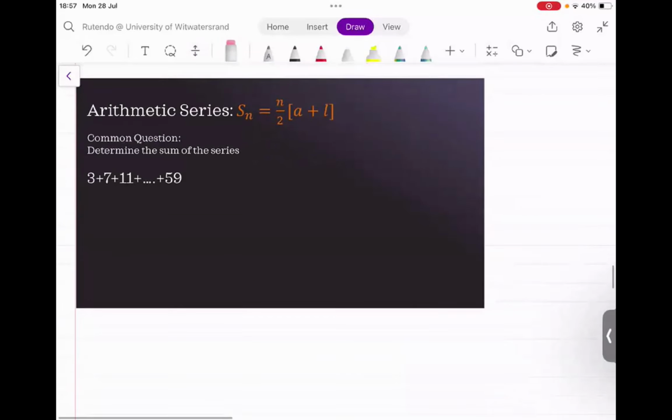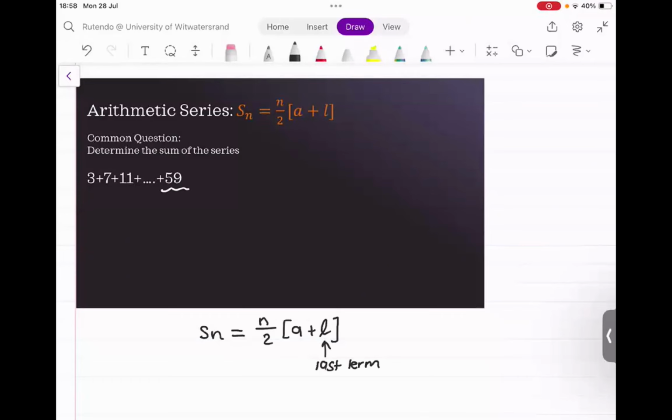Okay, so this is another formula. This one you don't get on your formula sheet, so you'll have to remember this one. There we go. So this is a similar formula, and I don't think it comes on your formula sheet. It says n over 2 times a plus L. Now, L stands for the last term, right? So this is the last term in my sequence. And in this case, my last term is 59. So that's what you would put.